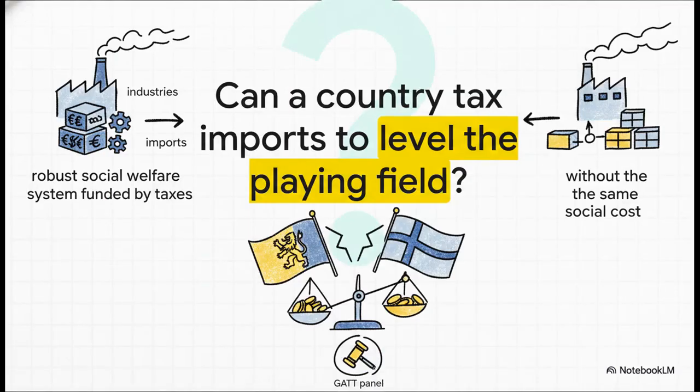So, at its core, this whole case boils down to one huge question. Let's say your country, like Belgium, has a really strong social welfare system, and you fund it by taxing your local industries. What happens when you import goods from countries that don't have those same costs? Is that an unfair advantage? Well, Belgium sure thought so, and their solution put them on a direct collision course with Denmark and Norway, which forced the GATT panel to get involved.